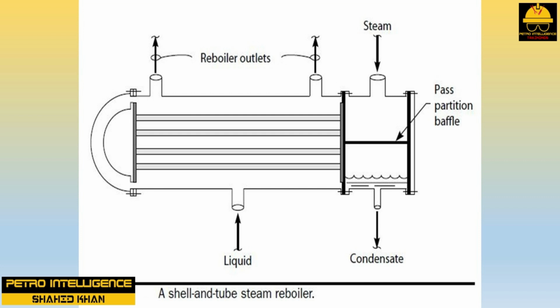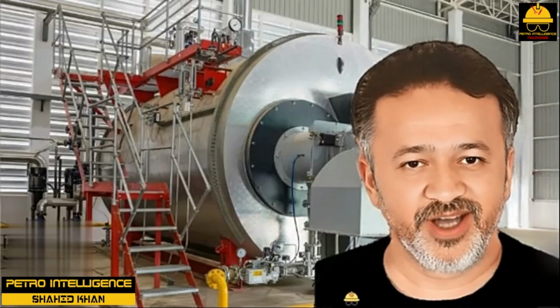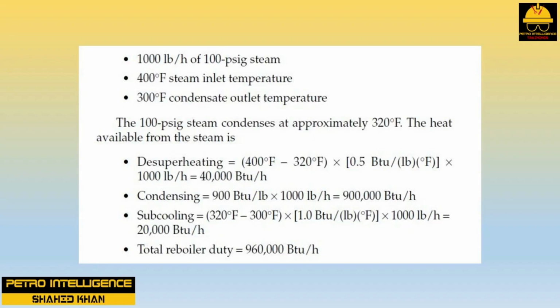Actually, when considering the temperature difference between the steam and the process fluid, it is best to use the saturated steam temperature as the real temperature at which all the heat in the steam is available. For example, assume the following steam flow to a reboiler. 1000 pound/hour of 100 psig steam. 400 degrees Fahrenheit steam inlet temperature. 300 degrees Fahrenheit condensate outlet temperature. The 100 psig steam condenses at approximately 320 degrees Fahrenheit.